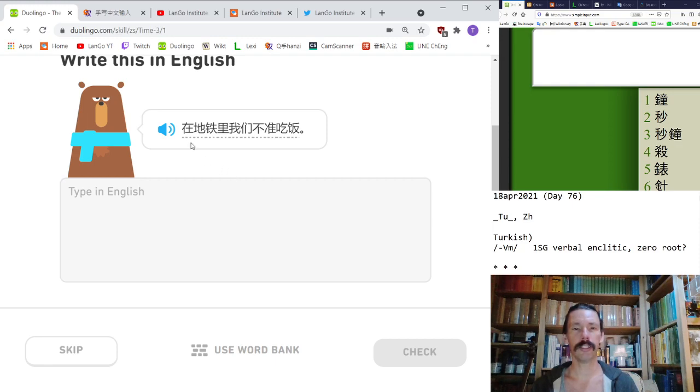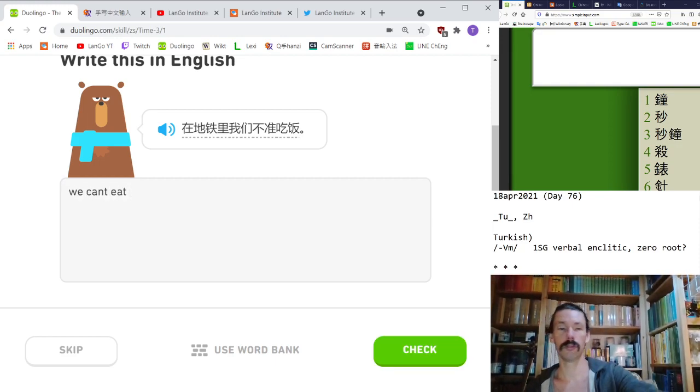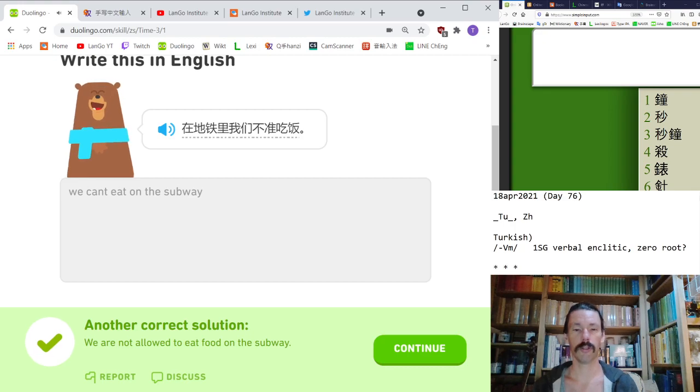"在地铁里，我们不准吃饭。" Eat food at the end. 吃饭。 Not allowed. 不准。我们 we. Then 在地铁里 is the inside of the subway. 在 a positional verb. We can't eat. We're not allowed to eat on the subway. We're not allowed to eat food on the subway.